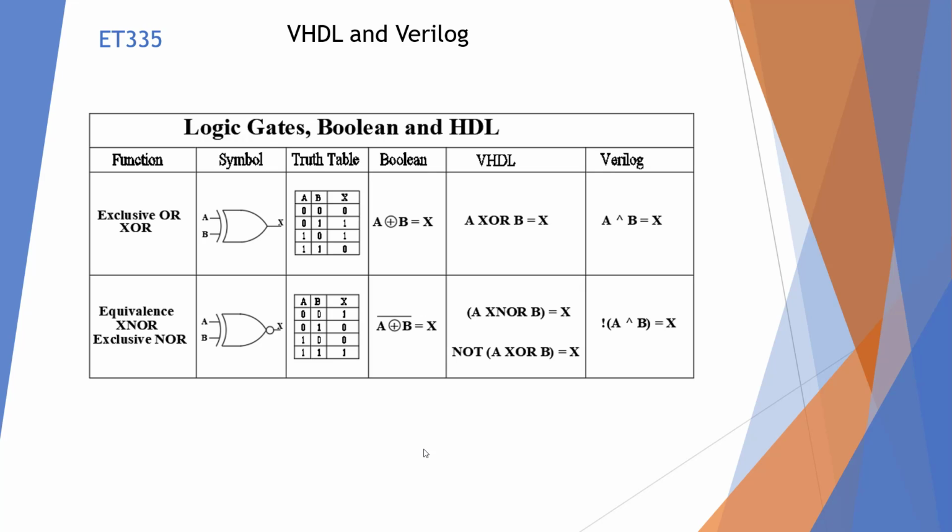Okay, here I'm showing our exclusive gates. So the first one's exclusive OR, and in Boolean it's going to be A and a plus with a circle around it, and in VHDL it's going to be A XOR B, and in Verilog it's going to be A caret B. And for the exclusive NOR gate we're going to put a bar over our exclusive OR, or we could put A XNOR B, or we could do not A XOR B. In Verilog, we're going to use an exclamation point and quantity A caret B. And that's going to be our exclusive NOR.